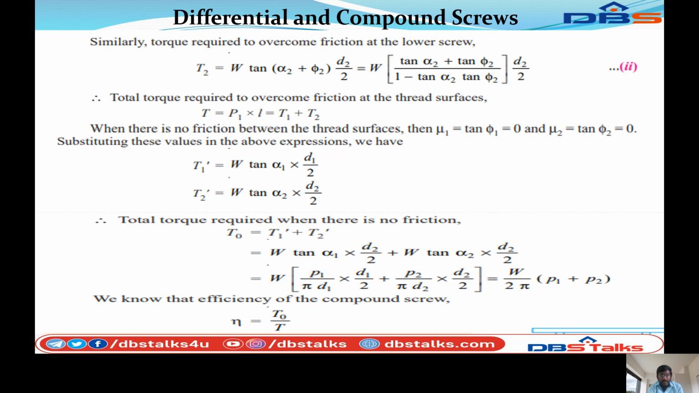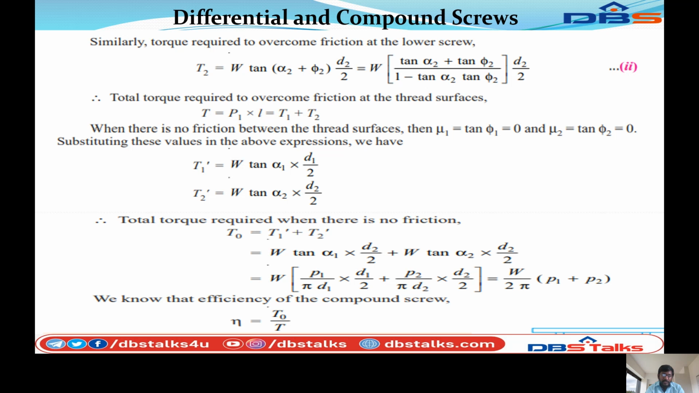Where there is no friction between the thread surfaces, then mu1 is equal to tan phi 1 equal to 0 and mu2 is equal to tan phi 2 equal to 0. So substituting these values in equation 1 and equation 2, we have T1 dash is equal to W tan alpha 1 into D1 by 2, and T2 dash is equal to W tan alpha 2 into D2 by 2. Therefore, the total torque required when there is no friction, T0, is equal to T1 dash plus T2 dash, that is equal to W tan alpha 1 into D1 by 2 plus W tan alpha 2 into D2 by 2.